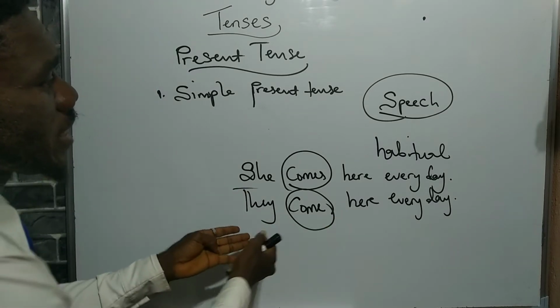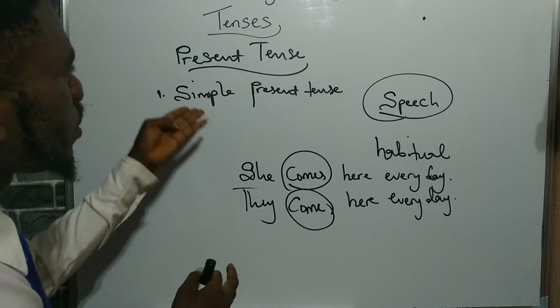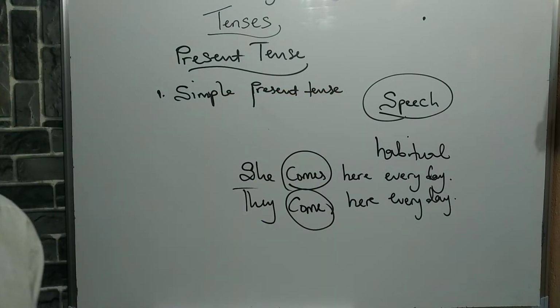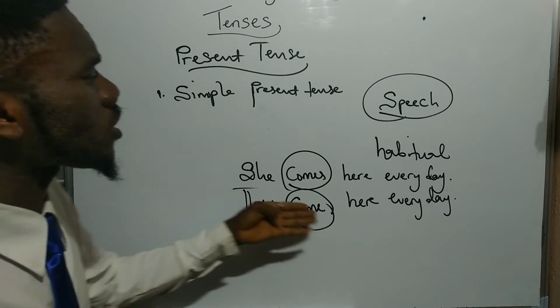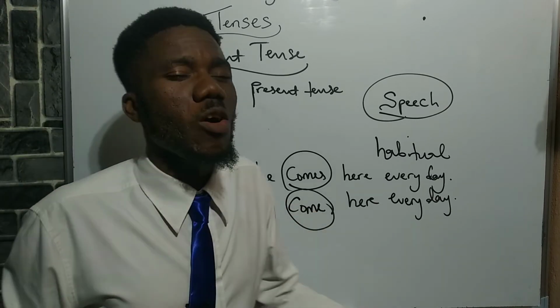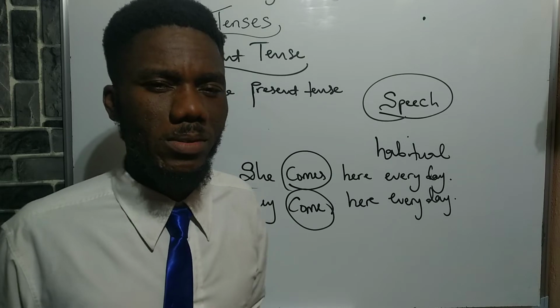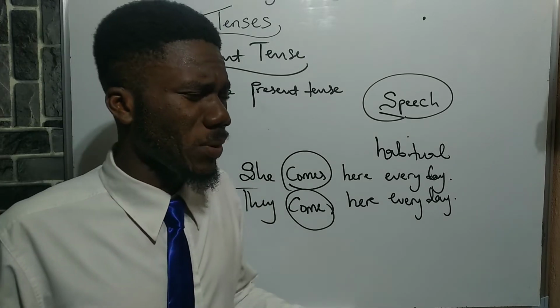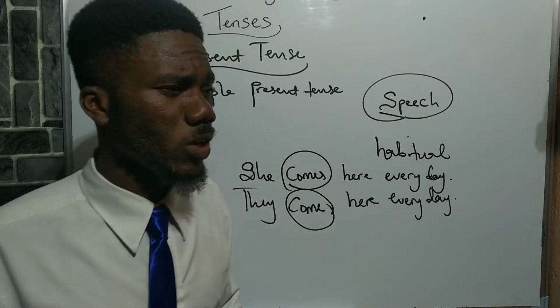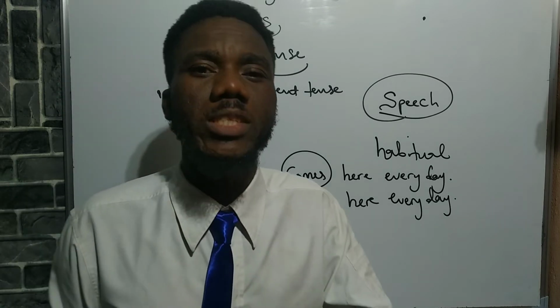Okay, now these sentences that you have here point to the simple present tense forms of verbs. It means that these actions, the actions that you see here, come repeatedly. They always happen. Even if it's not happening as at that time you're speaking, it will still happen.